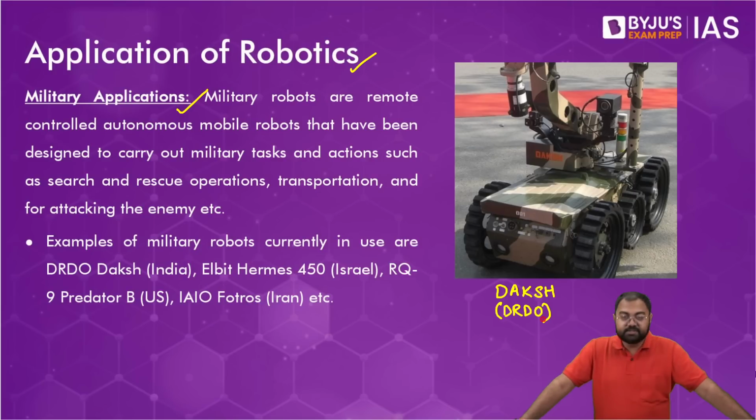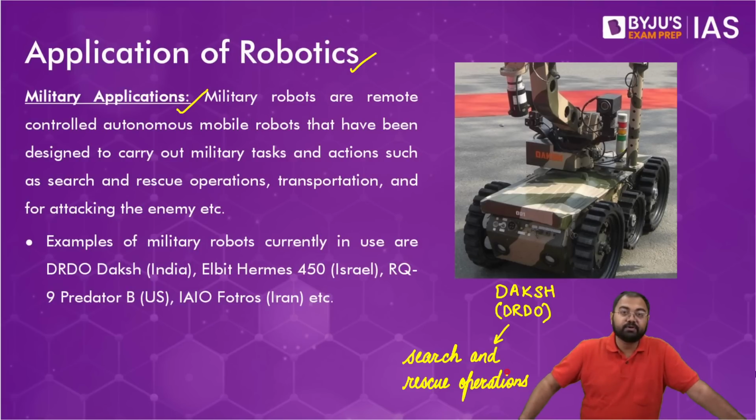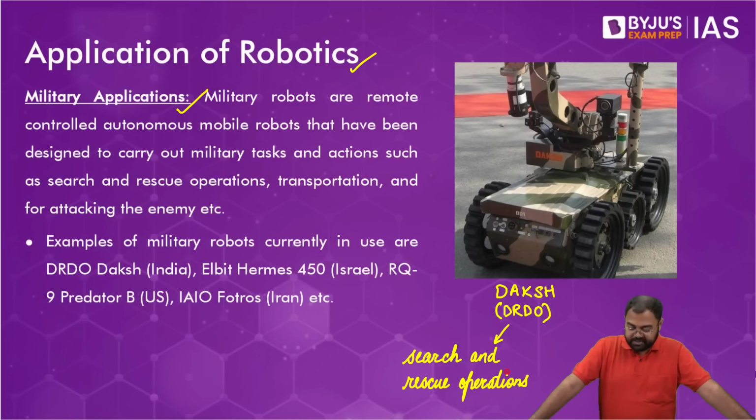Daksh basically is a robot which is meant for search and rescue operations. So search and rescue operations will be carried out by Daksh. So now what we see is that Daksh has been prepared by DRDO. Similarly, there are others also. So in military applications, we see that there are a lot of ways in which robots can work.